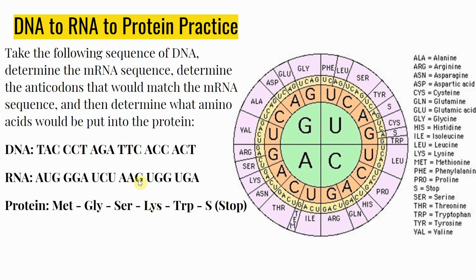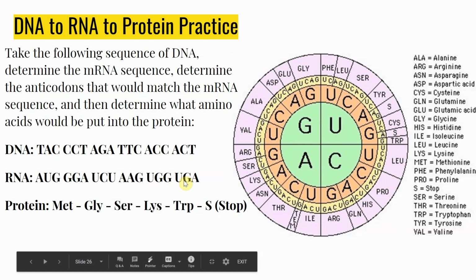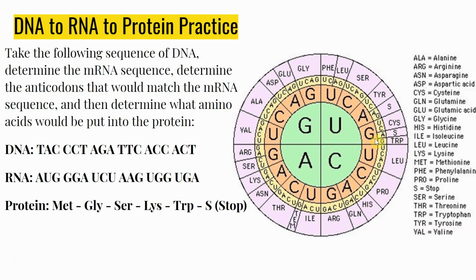And then we have AAG. This one's a little tricky because it can come down to 2 at the end. But if you follow AAG, this is going to give you LYS, or lysine. Next is going to be UGG. This one's also a little tricky. If you follow this closely, this one ends at TRP, or tryptophan. And then our last one is UGA. And this one is just S.